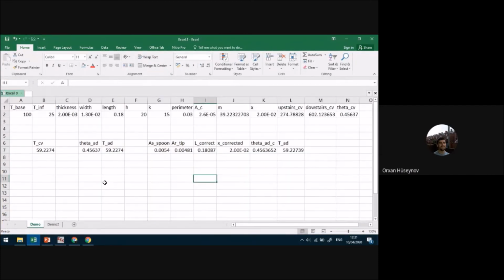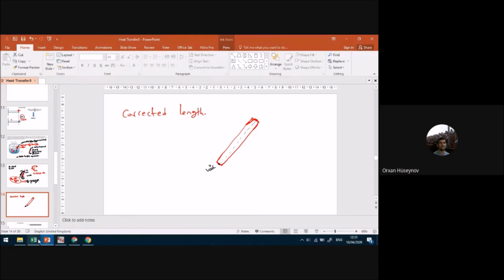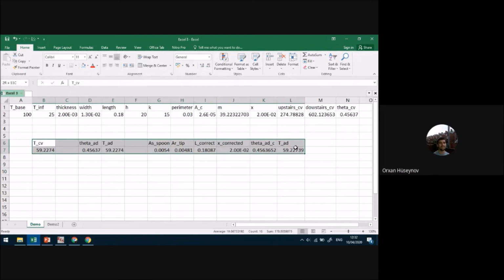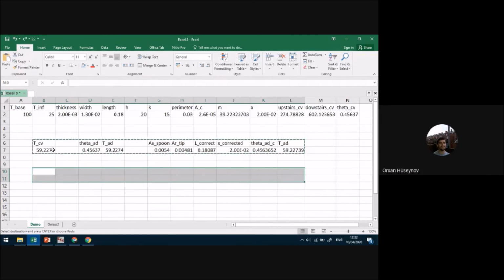Okay, so now let's plot the graph of the temperature across the spoon. So as I have said, the temperature changes along the direction of the spoon. So what we will do, we will change these x values and try to find the new temperature values for that changed x value. So what will I do for that? I will copy this part into here.